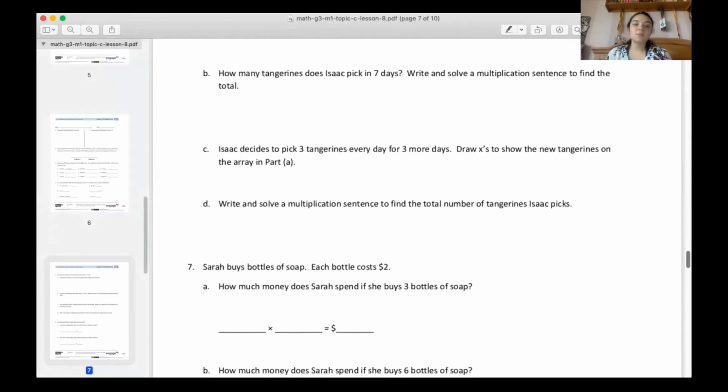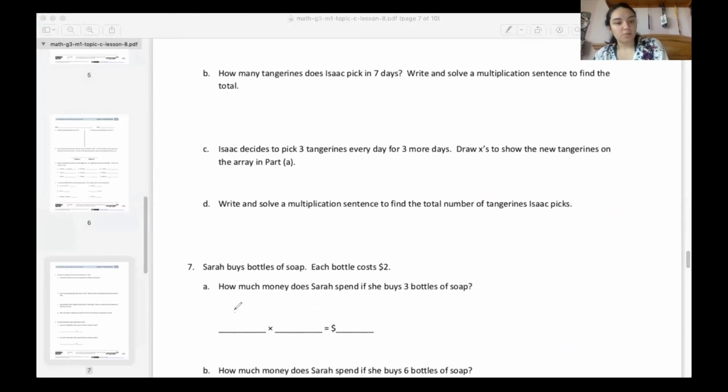So Sarah buys bottles of soap. Each bottle costs $2. How much money does Sarah spend if she buys 3 bottles of soap? So we know that we have 3 bottles of soap, and each bottle of soap costs $2. So we're going to skip count by 3s again. We're only going to do it twice. So we have 3 groups with $2 each. So we have 3 and 6. So 3 times 2 equals $6.